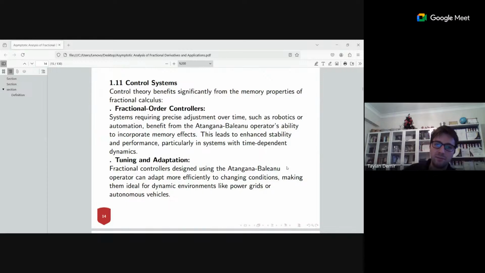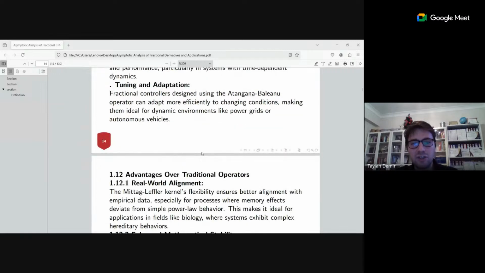And we can use it in control systems; the Atangana-Baleanu Caputo fractional operator together can be used to model control systems. And now I am working on proportional integral derivative control with the Caputo fractional operator with my professor Dumitru Baleanu and other co-authors to publish a new article about this. And fractional order controller systems requiring precise adjustment over time, such as robotics or automation, benefit from the Atangana-Baleanu operator's ability to incorporate memory effects. And in tuning and adaptation fields, we can use this concept because it can adapt more efficiently to changing conditions, making them ideal for dynamic environments like power grids or autonomous vehicles.